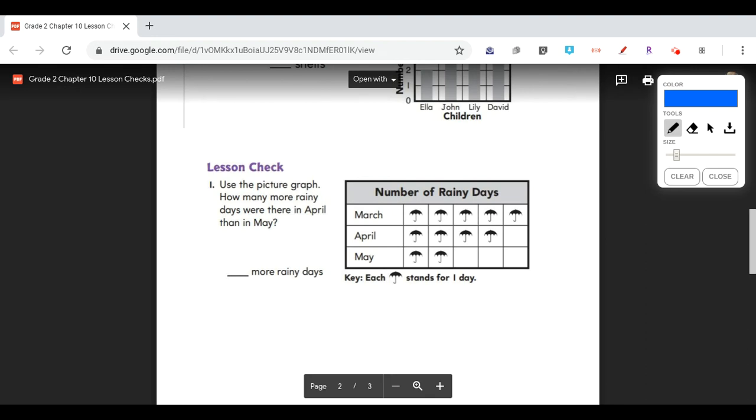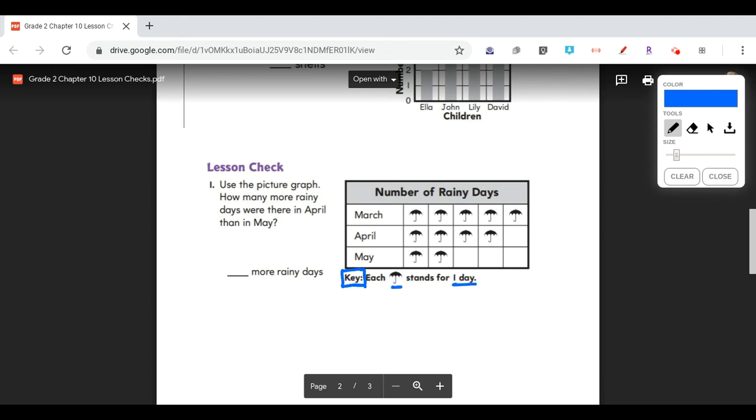Use the picture graph. How many more rainy days were there in April than in May? So when we look at this picture graph, the title says the number of rainy days. And there's a key at the bottom. This key is really important for a picture graph. It tells us that every one umbrella stands for one day. So when we're seeing all the little umbrellas in our picture graph, each one represents one day. Sometimes they represent more than just one, so we have to be really careful that we check what the key is telling us. So each umbrella stands for one day.